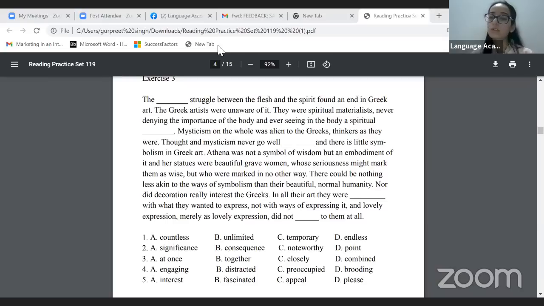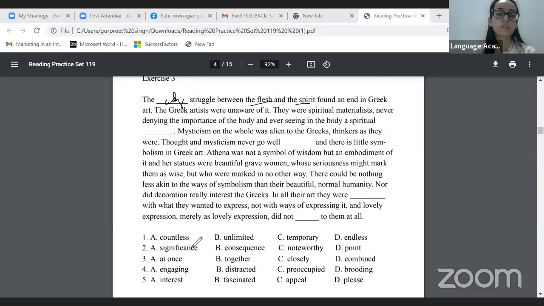Then you don't actually have to interpret the meanings of the sentences and the words that they are using. Your answers are simply based on collocations, which words go together, very common phrases, because they don't want you to understand what they are saying in questions like this one. The struggle between the flesh and the spirit found an end in Greek art. Complete sentence. We need an adjective. What kind of struggle between flesh and spirit?